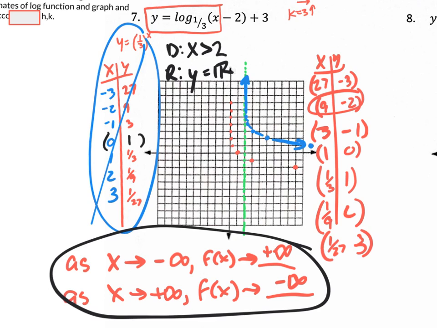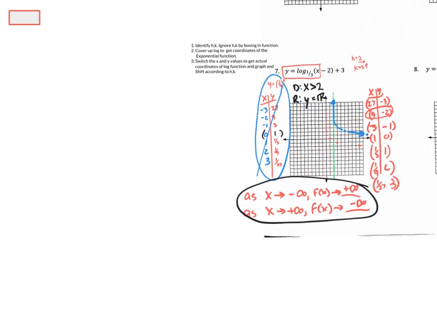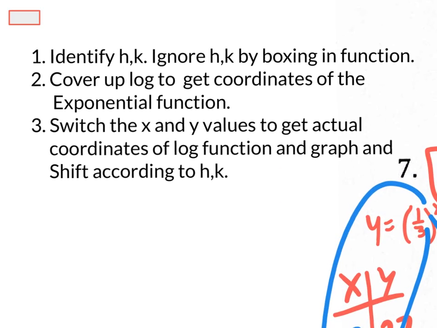So once again, let me reiterate what we're doing here. We're graphing logarithmic functions, and the steps to graphing logarithmic functions are right there. Identify h and k, ignore it. That's the same first step as always. Ignore h and k by boxing in your function without h and k. Cover up the log. That way it looks like an exponential growth function or decay function, which will technically be the inverse of the actual logarithmic function that's boxed in. And this is why we switch x and y. Once we get the coordinates, we switch x and y because they are inverse functions. You switch x and y, you'll get the actual coordinates of your log function, graph it, but if you have an h and k shift, make sure you shift your final coordinates according to h and k.